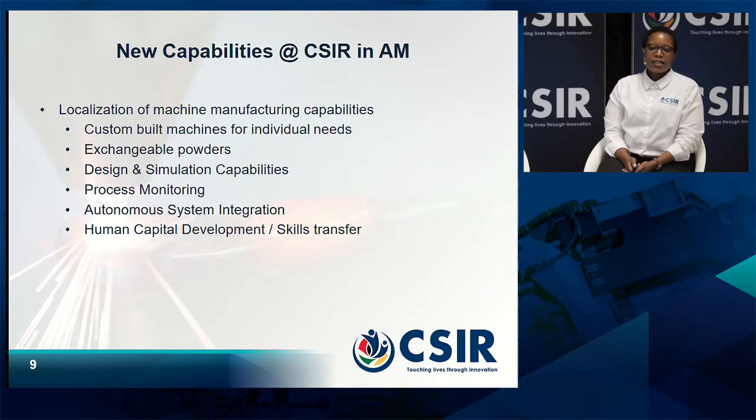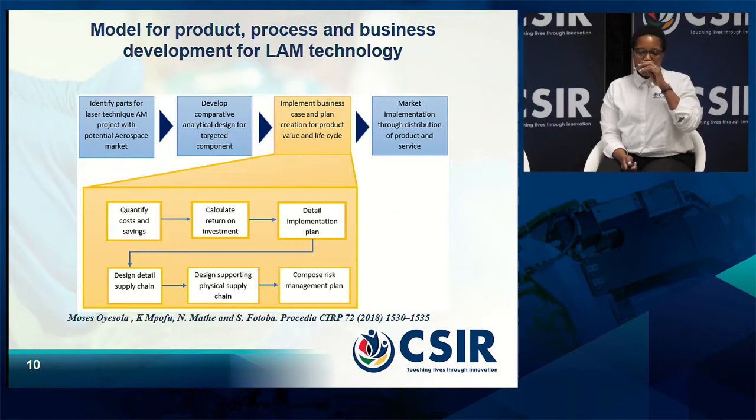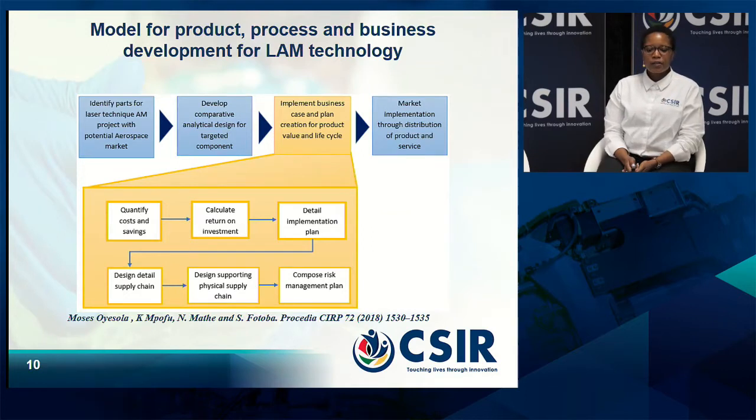The capabilities that were built at the CSIR from building these two systems are the ability to custom make these machines. We can exchange powders easily. We have design and simulation capabilities. We can do process monitoring, and most importantly, we have focused on human capital development and skills transfer. So I'm going to go quickly to the slides now, my time is running out.